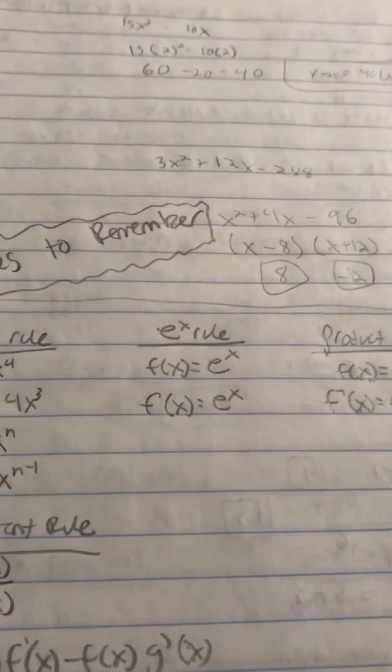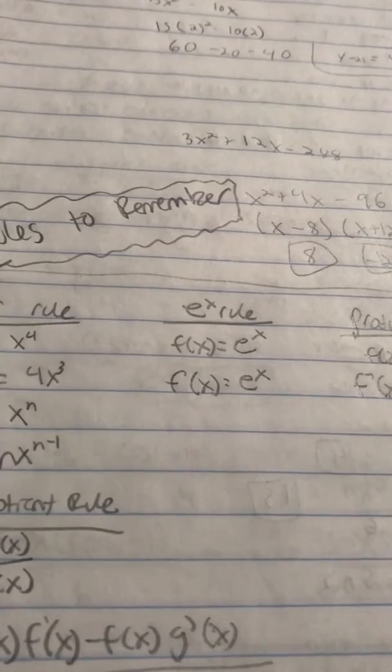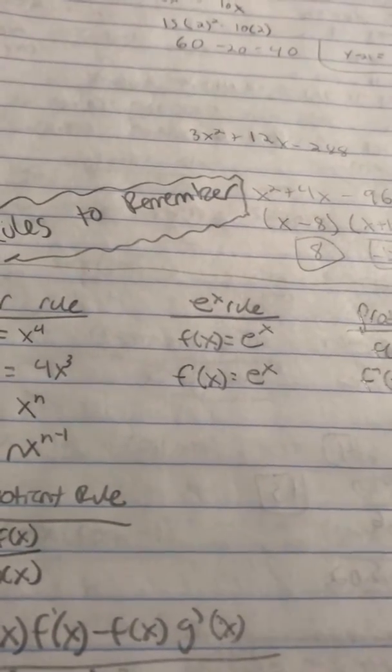Next rule here is the e to the x rule, and this is definitely the most basic rule, but the derivative of e to the x is also e to the x.